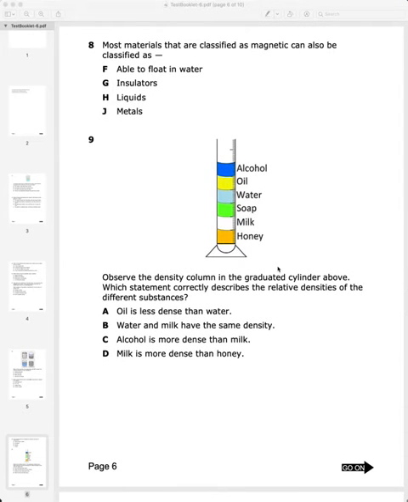Number 8. Most materials that are classified as magnetic can also be classified as F. Able to float in water. G. Insulators. H. Liquids. J. Metals.